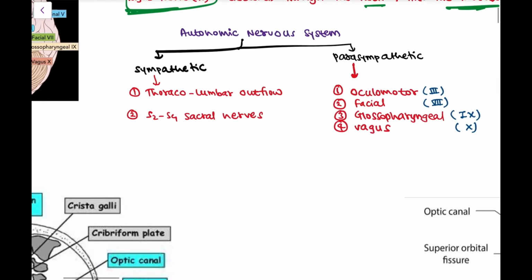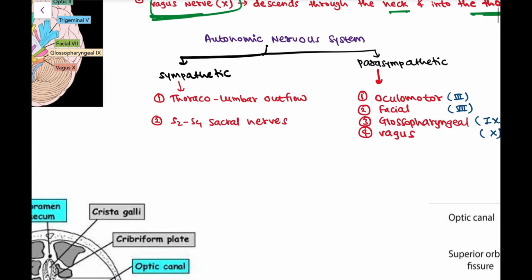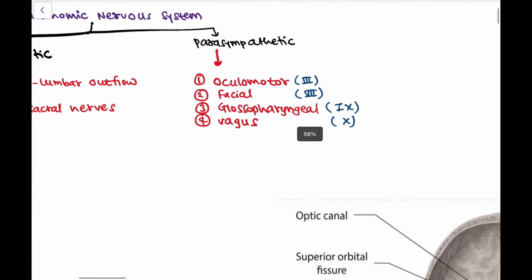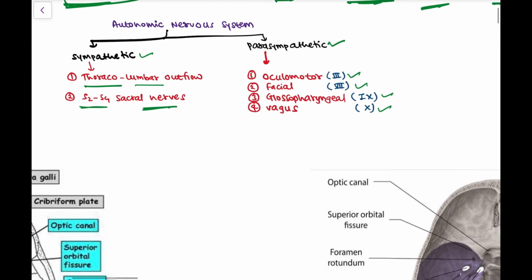Now the autonomic nervous system. The autonomic nervous system is divided into two parts, the sympathetic and the parasympathetic. The sympathetic outflow is by the thoracolumbar spinal nerves, and S2 to S4 sacral nerves. And in parasympathetic these are the third, 7th, 9th and 10th.